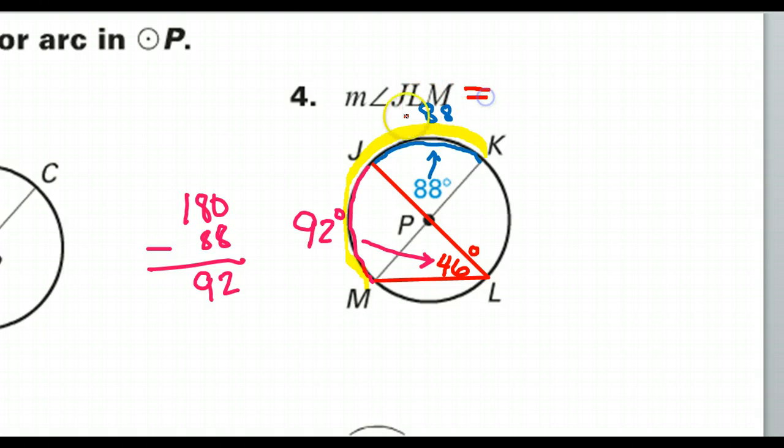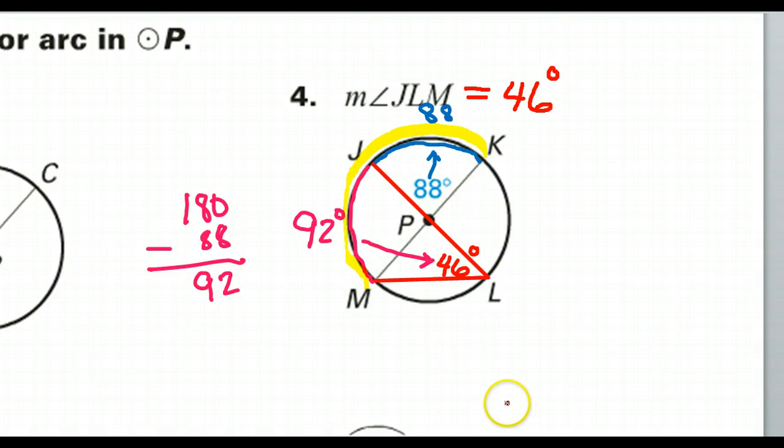So angle JLM is 46 degrees. So these are like little puzzles, but I think a strategy of working backwards will help you. Again, first I looked at what I'm supposed to find, then I followed that backwards. I knew if I could find this angle by knowing this arc, and I could find this arc by looking at it as part of a semicircle.